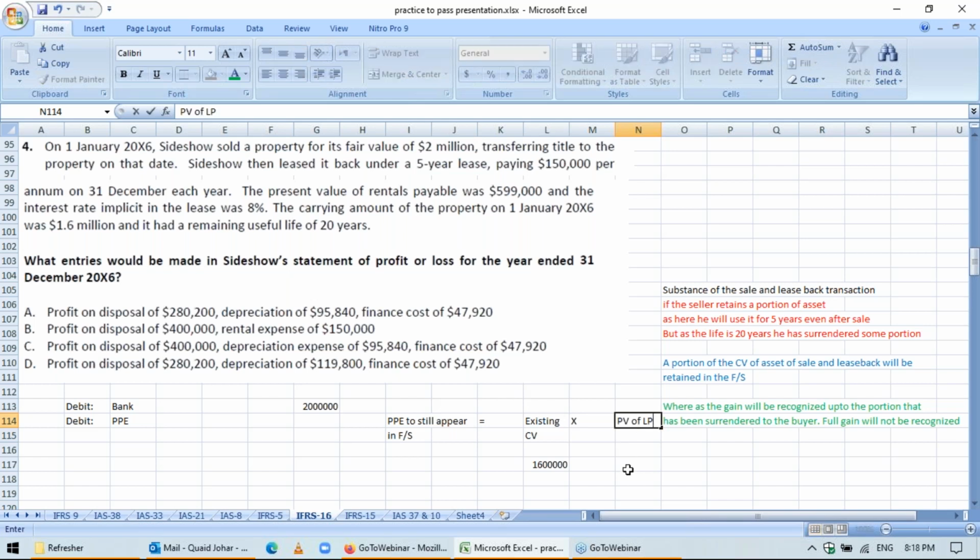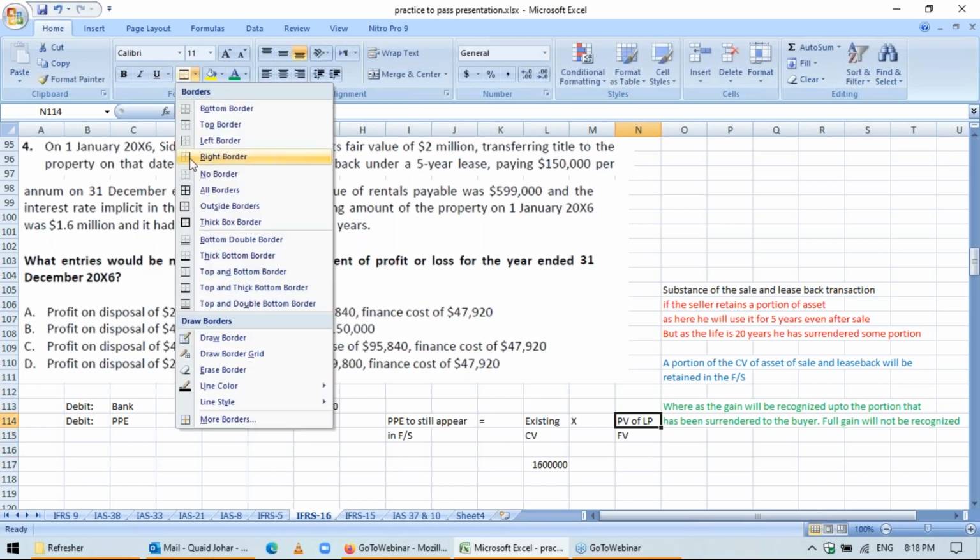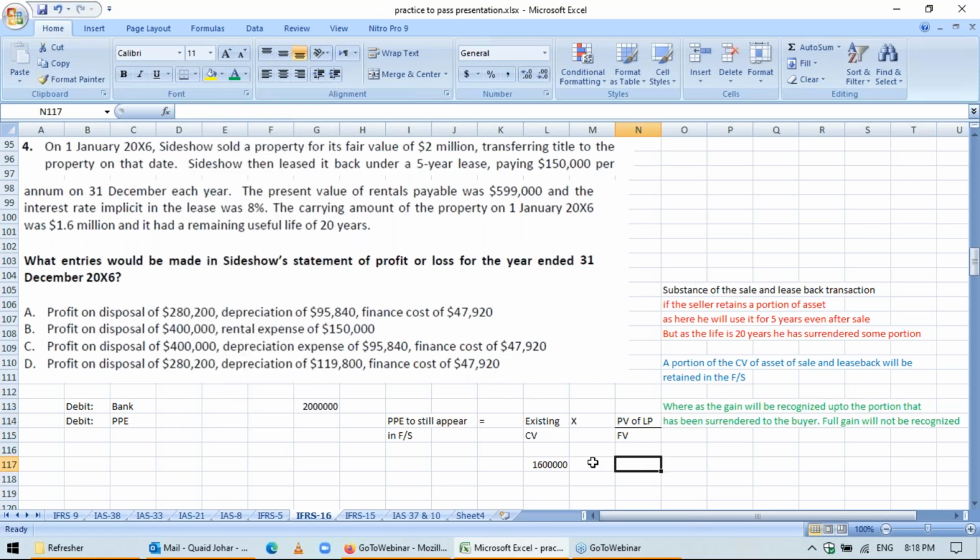So this is the way we determine what portion has been retained. The amount of cash he's going to give today, he's going to give more, but we'll take the present value, because excluding interest, how much he's giving, we'll take that one and divide it with the fair value. In this way, we come to know what portion he has retained. Do not divide the live elements. You have to use this formula only.